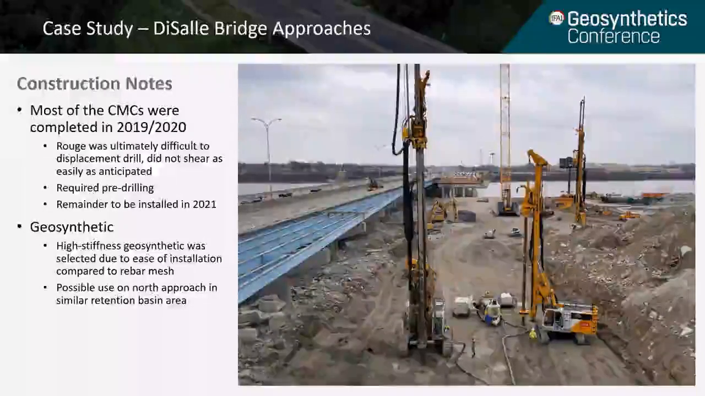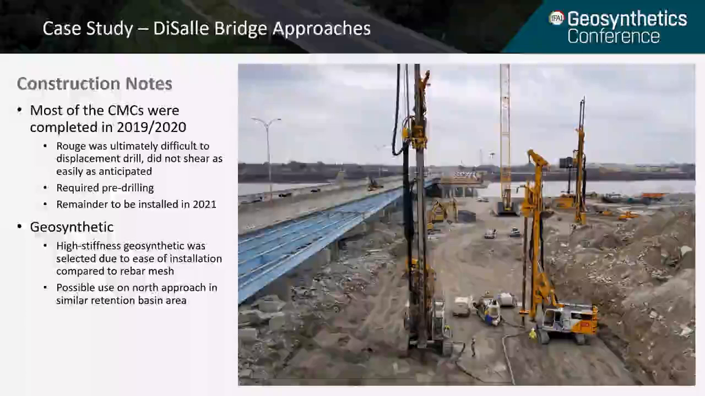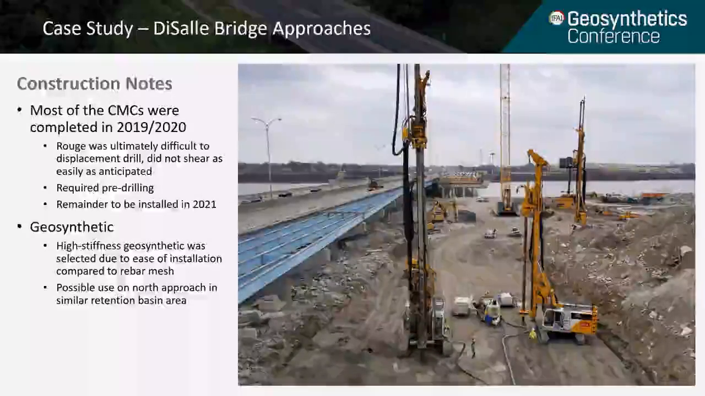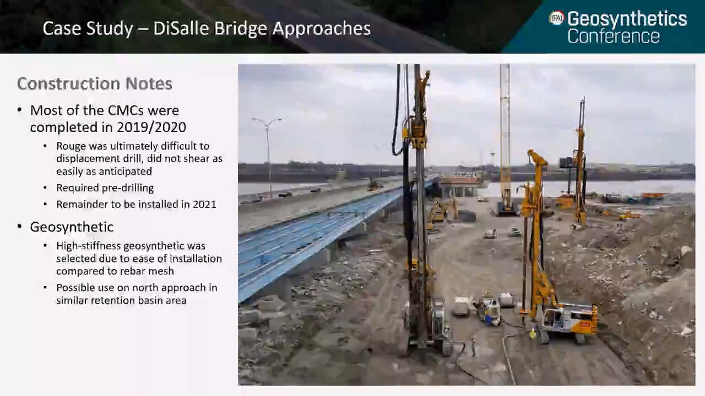Finally, a few notes on the construction, and you can see a picture of a few of the drill rigs on the site there. The majority of the inclusions were installed in 2019 and 2020 with a final phase planned for later this year. I wish I could say that the drilling of the rouge layer went well. As it turned out, the material really stayed cemented for the most part. It was really difficult to drill, but the first phase did eventually get finished in early 2020. As for the geosynthetic, the installation went smoothly.